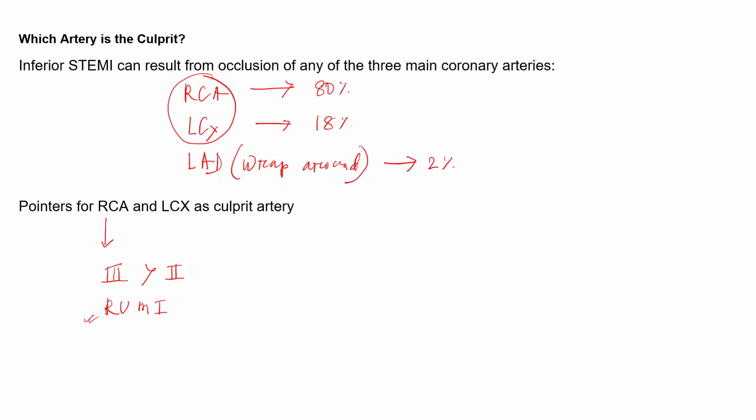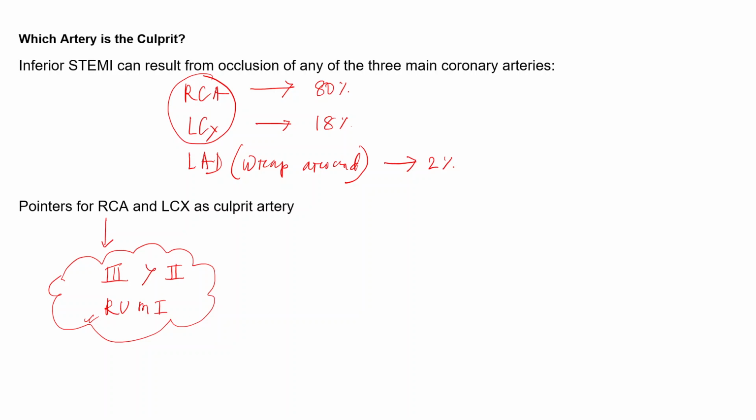Subsequently, I will be telling what are the features in a normal ECG that there is right ventricular MI. I will be telling later. Okay, so remember these 2 points. If lead 3 ST elevation is more than lead 2, this is due to RCA. If lead 2 and lead 3 are almost equal, also most likely it is due to RCA.